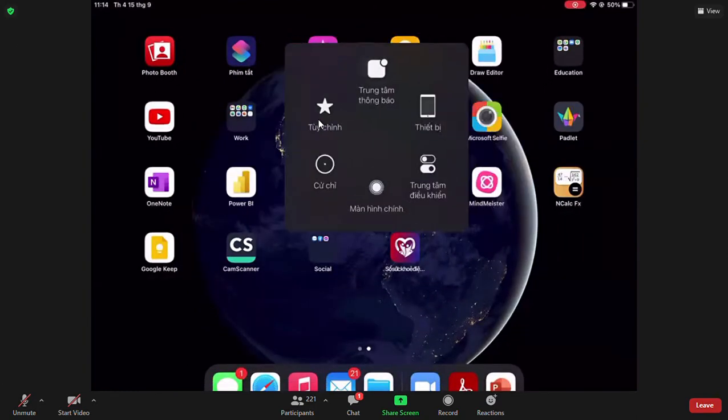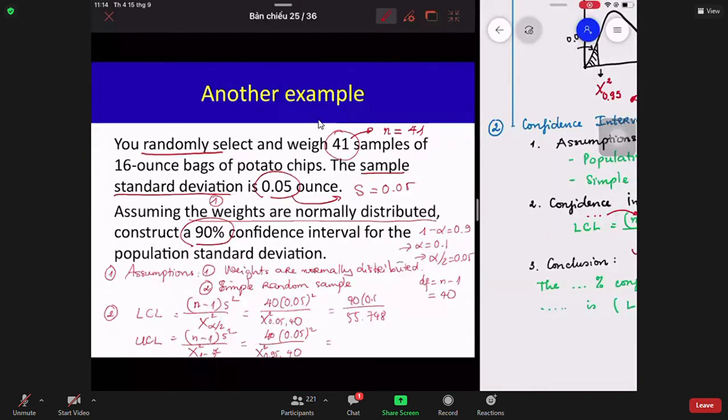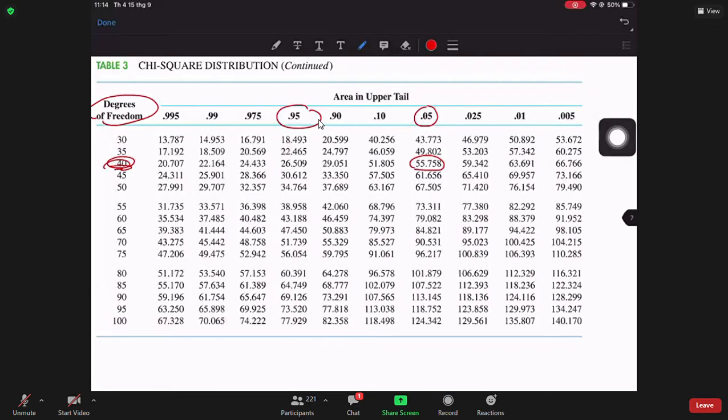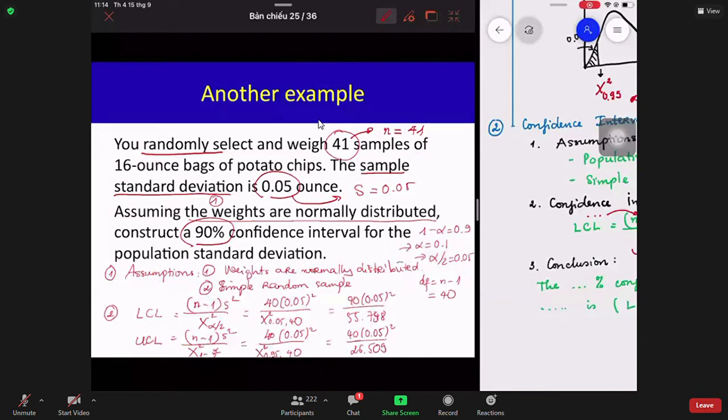So 55.748, 40, 0.05 squared. And here 0.95, here 0.95, 26.509. This one is 5. And then you calculate it. And then you calculate these two values here. Okay. And if you look it up, you can just calculate it for yourself.